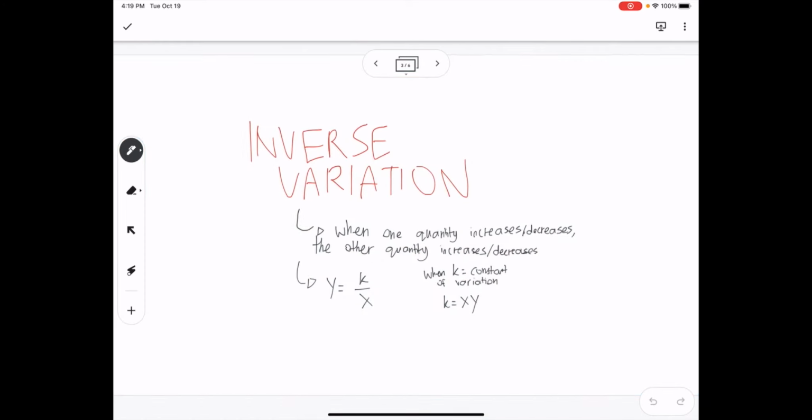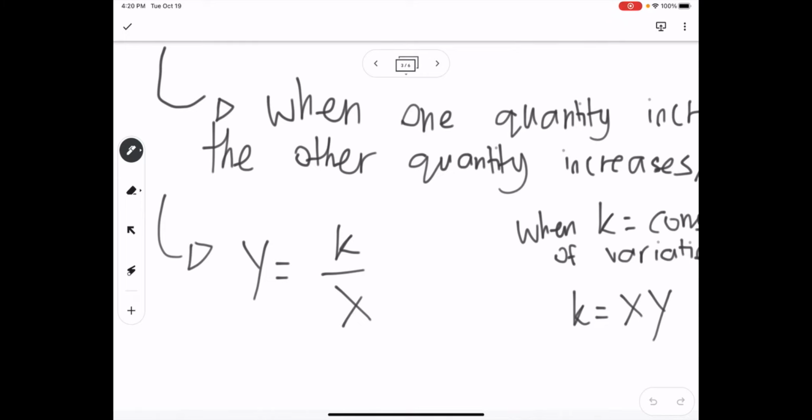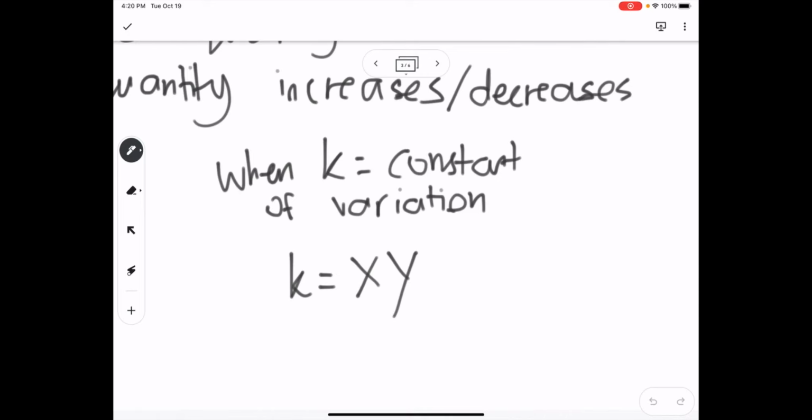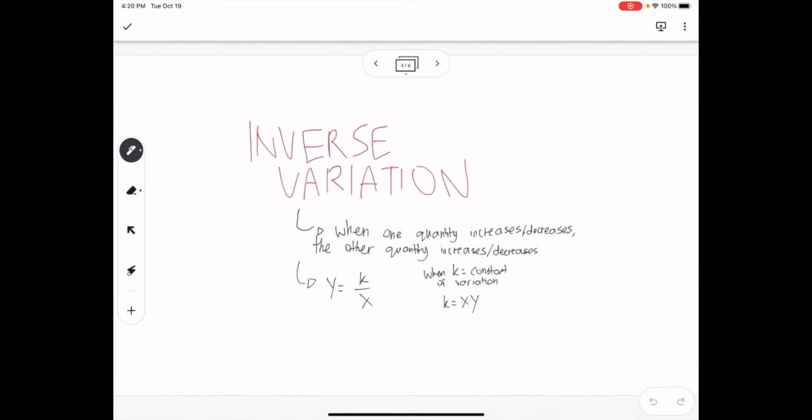The inverse variation is when one quantity increases or decreases while the other one does the opposite. This one sounds a bit confusing, but it's like this. Basically, if one quantity increases, the other quantity decreases, and vice versa. So, while in direct variation, both of them increase and decrease, in inverse, one increases but the other one decreases. The equation used for this is y equals k over x. This is the formula used when the question is asking for k. We have k equals x times y.